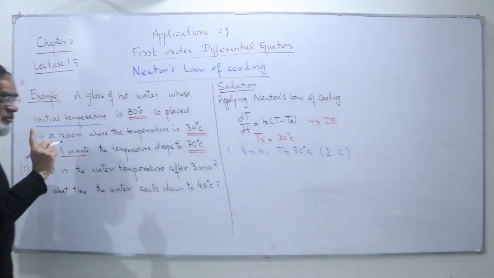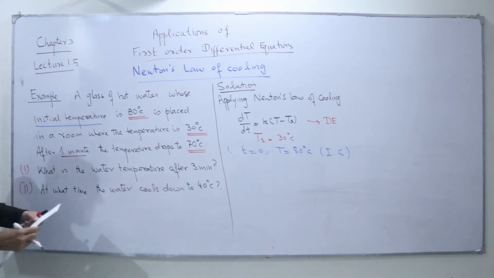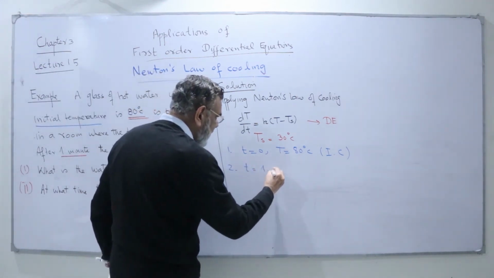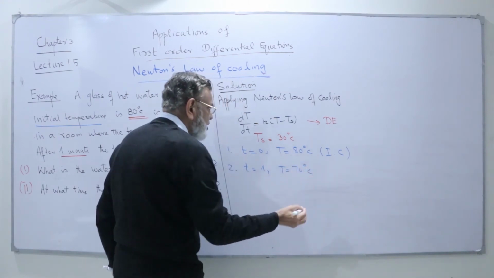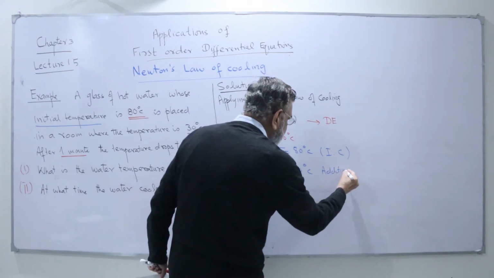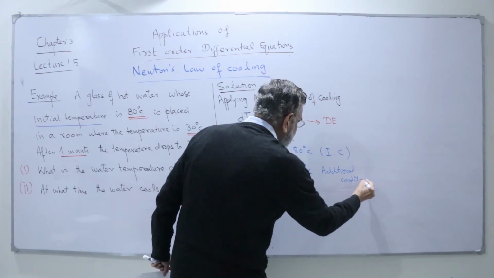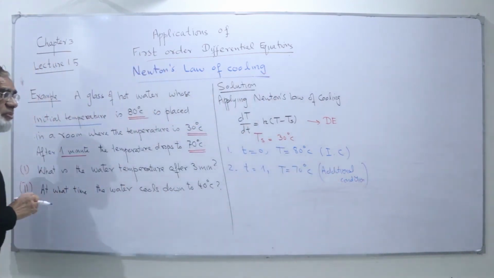Next, we need one more condition to find k. So given after 1 minute, the temperature dropped to 70 degrees centigrade. Number 2, we have t equal to 1, and the temperature is equal to 70 degrees centigrade. This is my additional condition. As I told you, we want to find k, and for that we need one more, additional condition. Now my problem is completed.